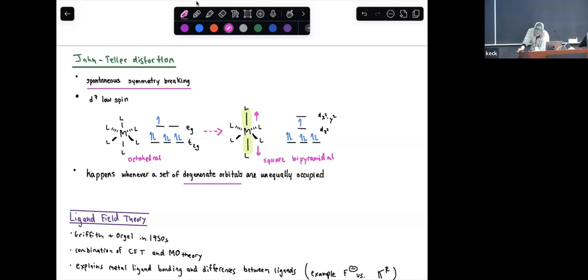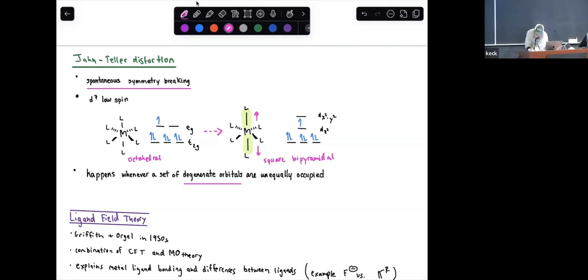And so as you can imagine, when you have this unequal occupancy of degenerate orbitals, the metal complex can adjust its geometry slightly to adjust the orbital energies to make the occupied one a little bit lower and the unoccupied one a little bit higher, so that it's carrying its electrons in the lowest energy orbitals possible. And that is indeed what happens.